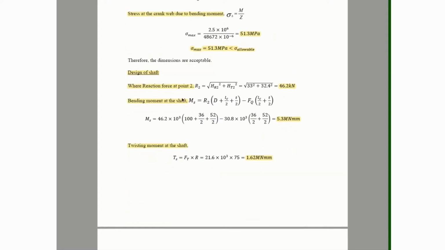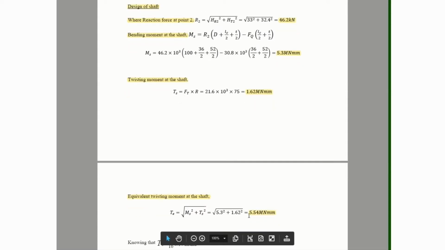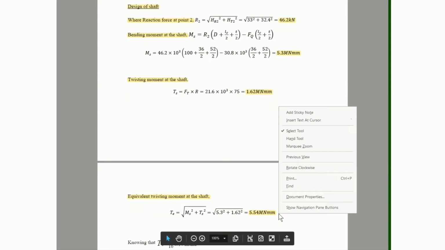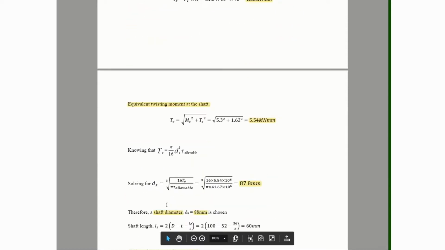Next, by using the reaction force at point 2, we can find two things, which are the bending moment at the shaft and also the twisting moment at the shaft. By using these two answers, we can find the equivalent twisting moment at the shaft, which is 5.54 meganewton mm. Now, by using this answer, we can find the shaft diameter, which is 88 millimeter.